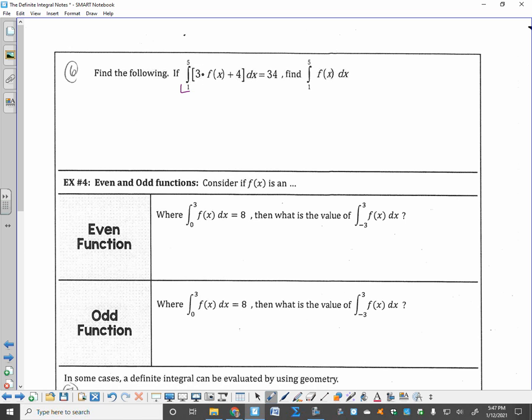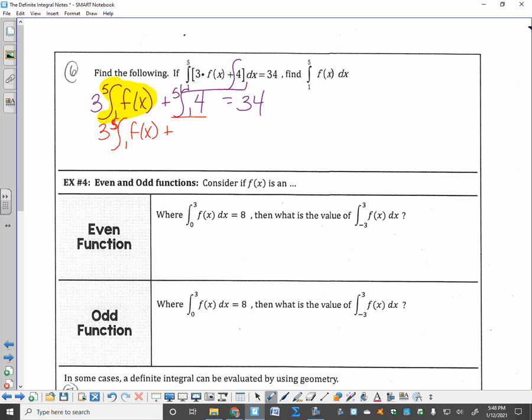Well, let's break it down into parts. So 3 times f of x is the same thing as 3 of f of x, and I can look at the 4 as a separate integral, 1 to 5 of 4, and that equals 34. And I want, oh yeah, here we go, I want f of x. So I'm going to treat this like an equation. So 3 times what I want, that's a 5 by the way.